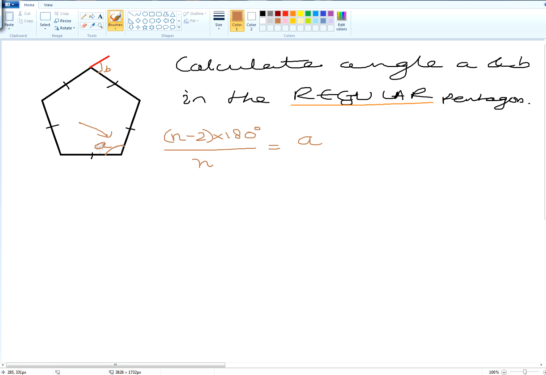So now, if it's a pentagon, how many sides does it have? 5. So n is equal to 5, because n stands for the number of sides. So we now need to substitute 5 for n. Where we see an n, put the 5 in there. 5 minus 2 is 3. 3 times 180 is 540. And then 540 divided by 5.